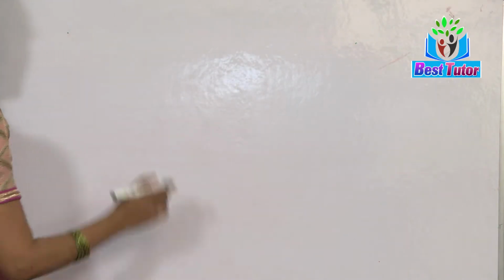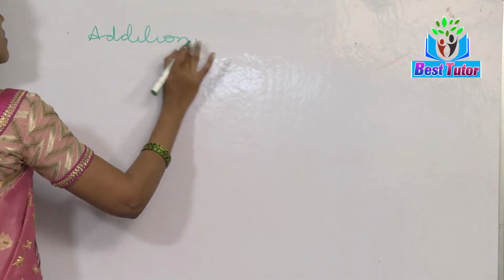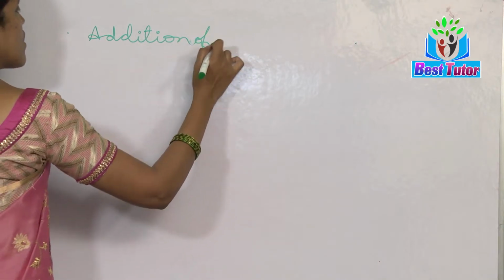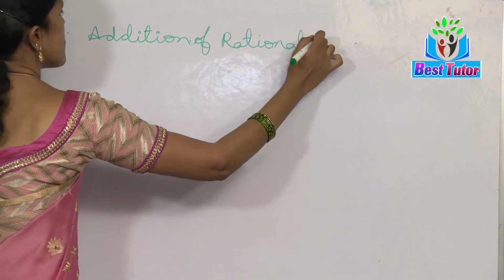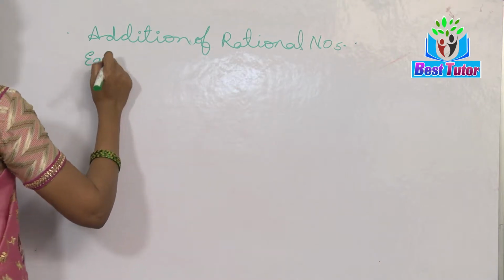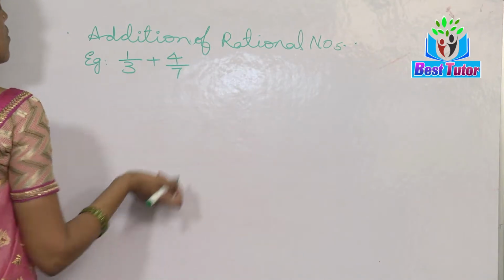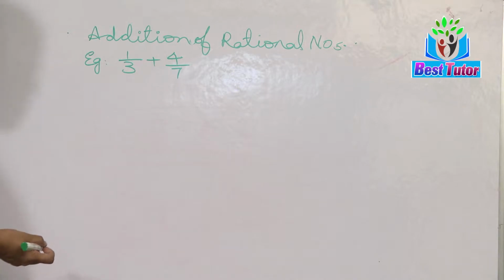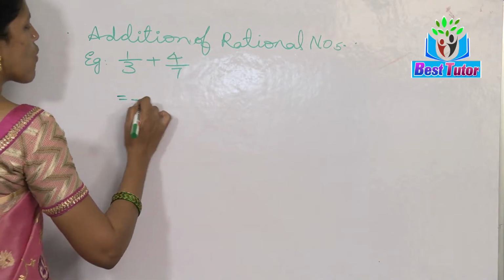How are two or more rational numbers added? Addition of rational numbers. Let us consider an example: 1 by 3 plus 4 by 7. First of all, is the sum of two rational numbers a rational number or not? Let us check it. 1 by 3 plus 4 by 7. How do we add it?